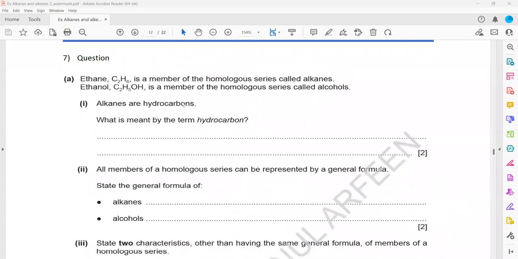In question 7, ethane, which is C2H6, is a member of a homologous series called alkane. Ethanol, which is C2H5OH, is a member of the homologous series called alcohol. Alkanes are hydrocarbons. What is meant by the term hydrocarbon? Contain only hydrogen and carbon. A compound whose molecules contain carbon and hydrogen only.